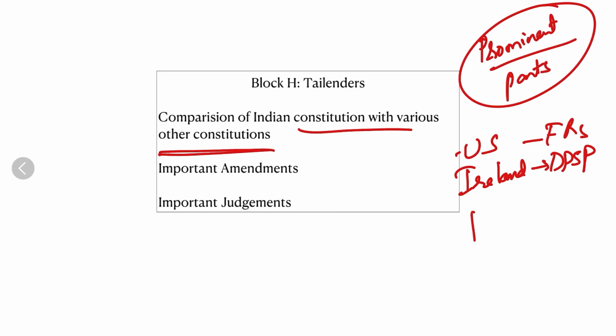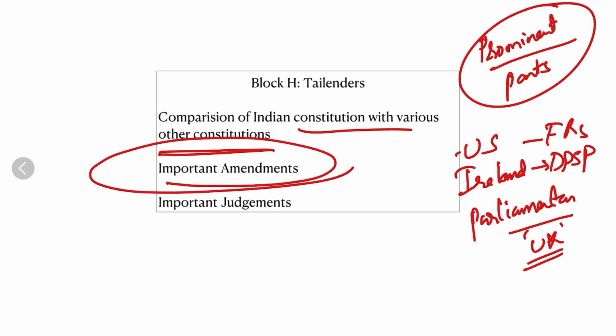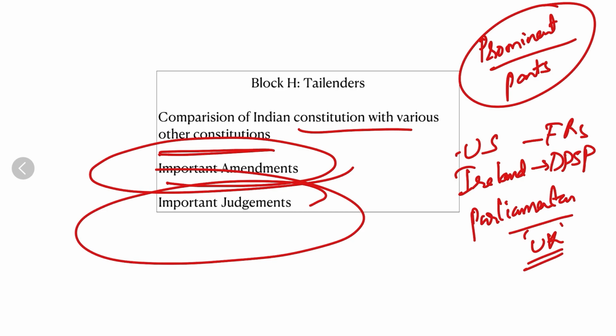Similarly, our parliamentary system is inspired from UK's Westminster model. So in this topic, after understanding about all the provisions, we compare the important provisions with respect to the provisions of various other countries. Then we study about important amendments to the constitution and important judgments. So this is all about the syllabus of Indian polity.